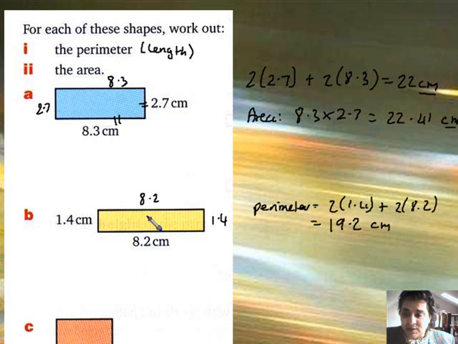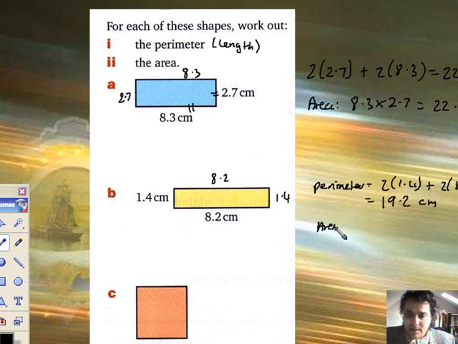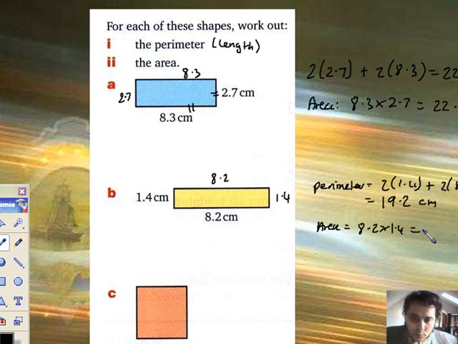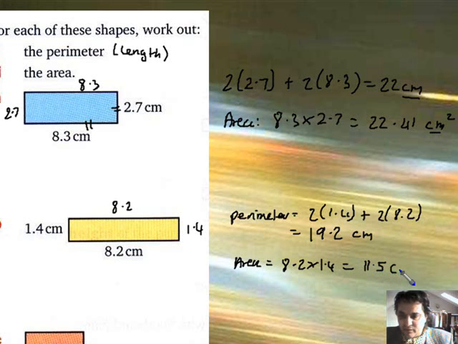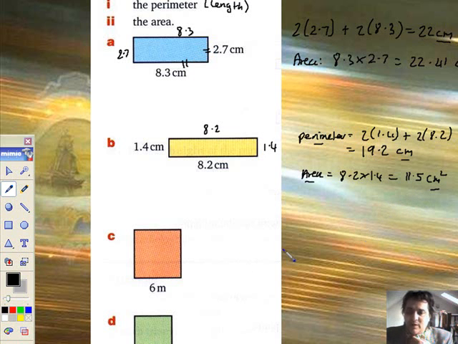So 19.2 centimetres is the distance around the edge of this shape here, and its area, well, it's just the base times the height. So I've got 8.2 times 1.4. What am I going to get? 8.2 times 1.4. That gives us 11.48. So I'm going to call that 11.5 roughly. Please note centimetres squared for area, centimetres for perimeter because it's a length, and the 19.2 is not even close to 11.5.